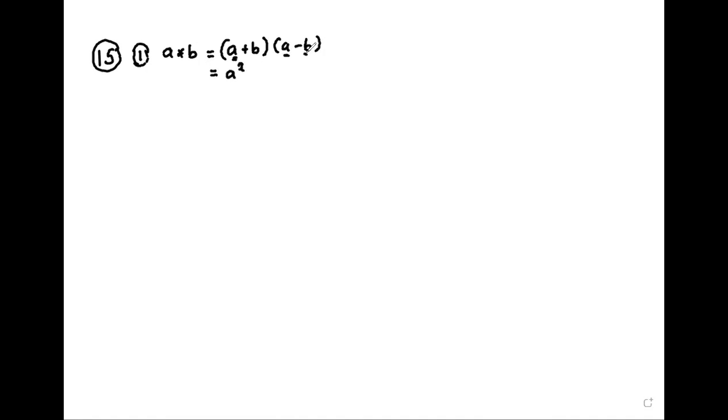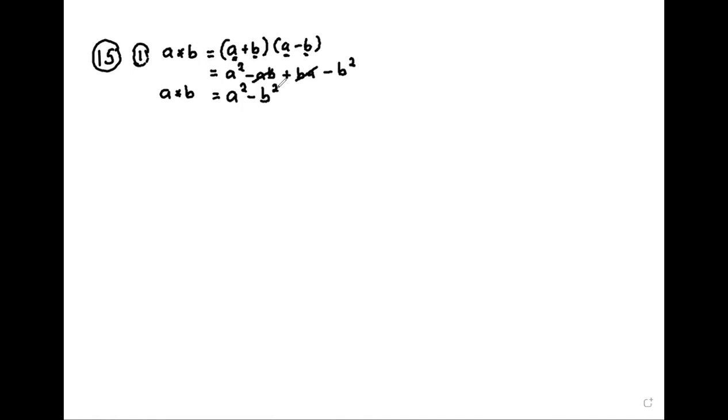A times negative B, we get minus AB. B times A, we get plus BA. And then B times negative B, we get minus B squared. Now this negative AB plus BA is 0. So we remain with A star B being equal to A squared minus B squared. Wonderful. So A squared minus B squared is our A star B.